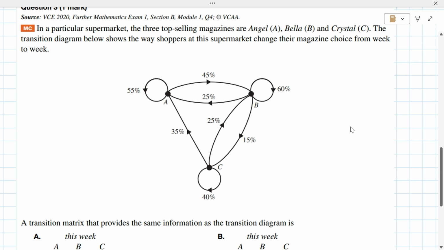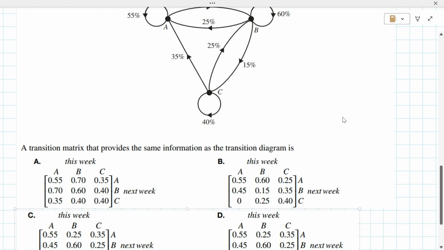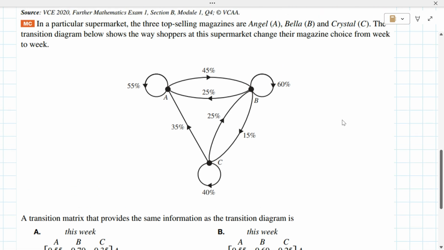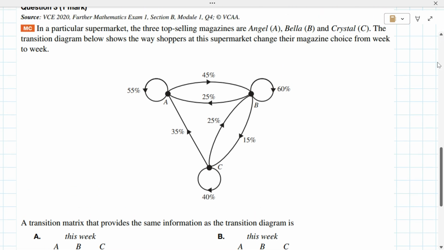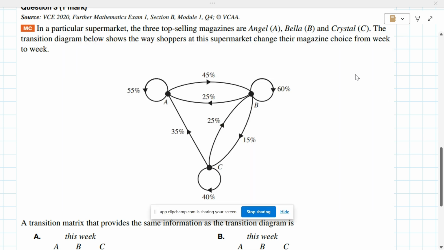Question 3 is the networks, and what we do is look at transition diagrams and try to figure out which is the correct answer. Hopefully you can all practice with your revision of transition matrices. If there are any questions, let me know. And then this is all the matrix topic.